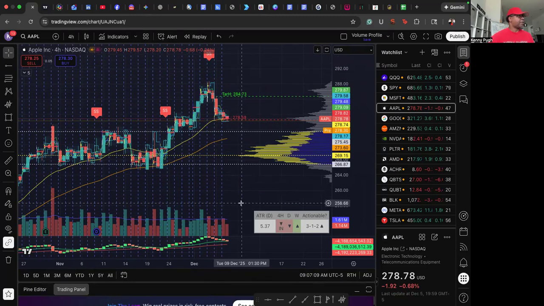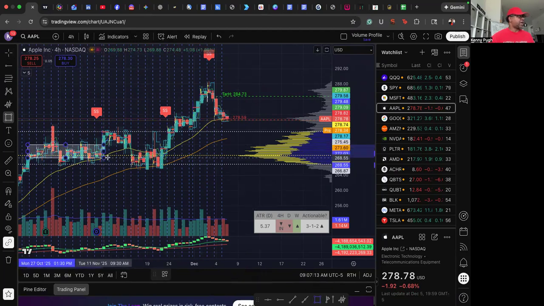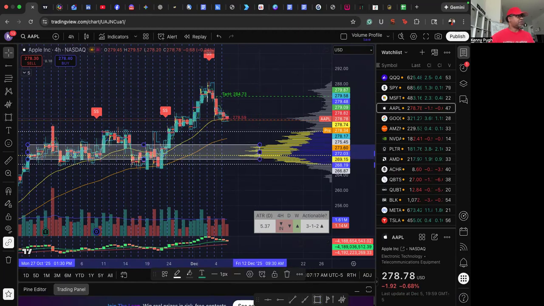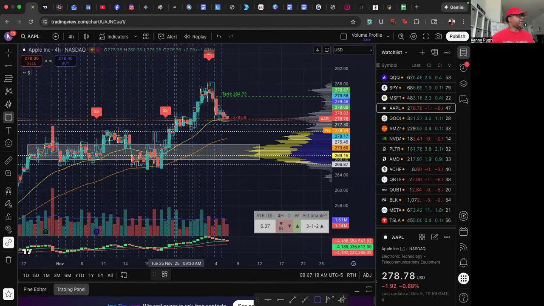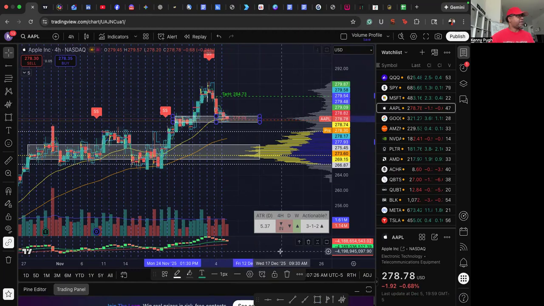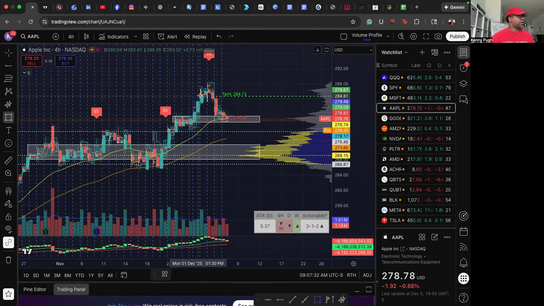Apple. We have a pretty significant node here, so we'll capture this entire node, and that would be a zone to keep an eye on. We have this zone where price closed at last week. We have the pre-market, which is pretty much trading at the lower part of that zone, and that's cool. Let's go up here and capture this upper zone here.